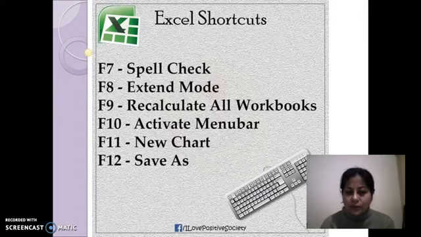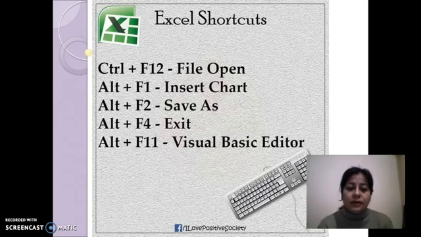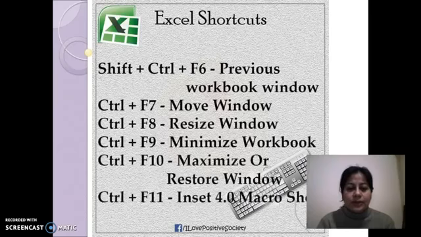F8 is for extended mode. F9, if you want to recalculate all workbooks. F10, if you want to activate the menu bar. F11, if you want to insert a new chart, and F12, if you want Save As. So these are the shortcuts which are used in Excel. Then Control plus F12 is file open. Alt F1 inserts a chart, Alt F2 is Save As, Alt F4 is exit, and if you press Alt F11, the Visual Basic Editor in Excel opens where you can do the programming part.